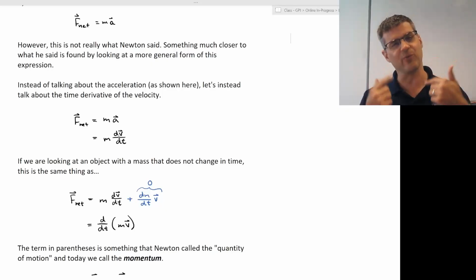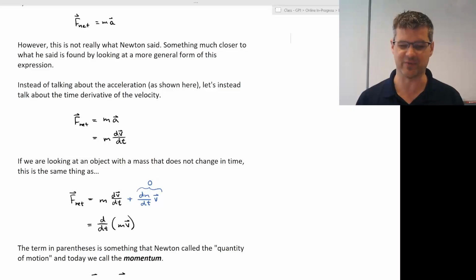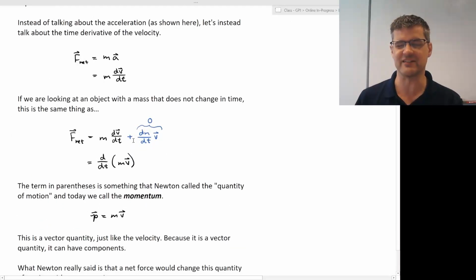So if we were to write out that whole product rule here, we could just as easily add this other term, where we have a change in mass with respect to time, times the velocity, plus mass times the change in velocity with respect to time.